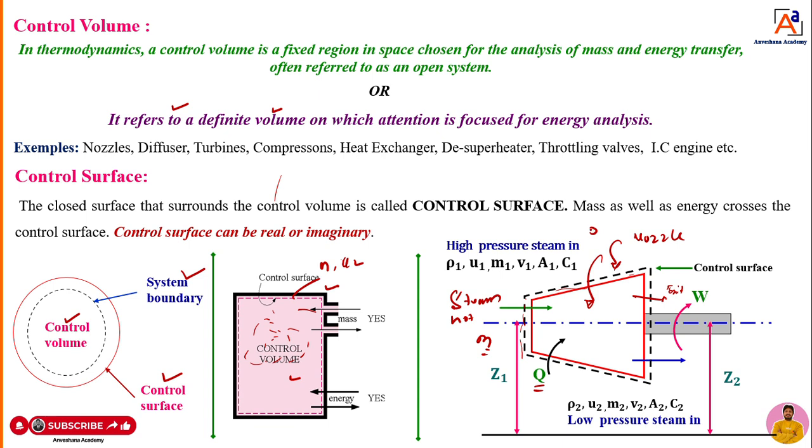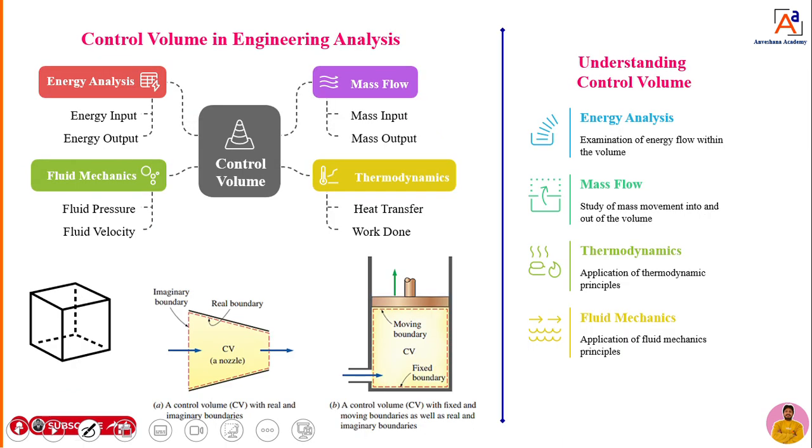That volume we can call a definite volume or a fixed volume. That means I am going to consider a definite volume for the analysis of mass and heat transfer. That volume we can call a control volume. What is control volume? Control volume is nothing but a definite volume on which we are going to do some analysis. What type of analysis? We are going to calculate the mass as well as the energy. That is nothing but the control volume. Okay, fine, dear students.